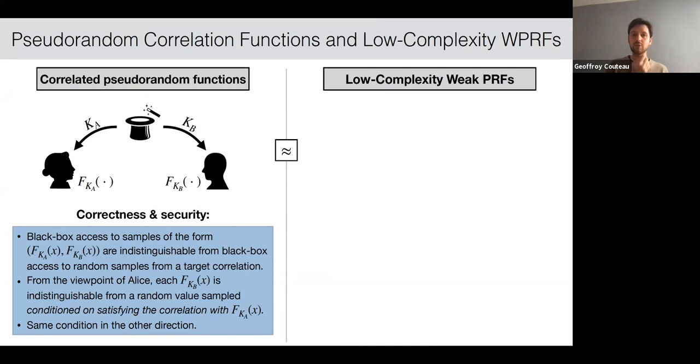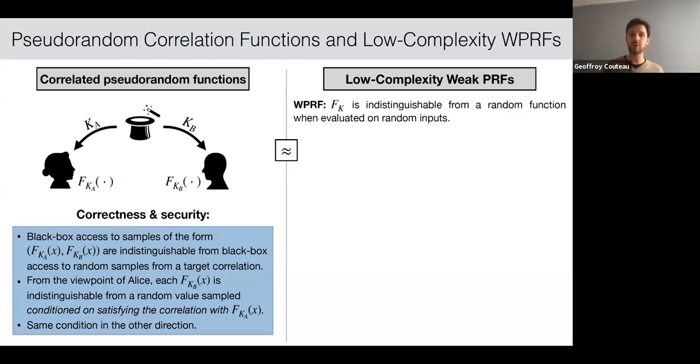So the possibility of doing that turns out to be related to a seemingly very different question, which is the question of building pseudorandom functions, and specifically weak pseudorandom functions, in low complexity classes. I'm going to say more about that. So what's a weak pseudorandom function? It's a pseudorandom function which is only indistinguishable from a random function when it's evaluated on uniformly random inputs.